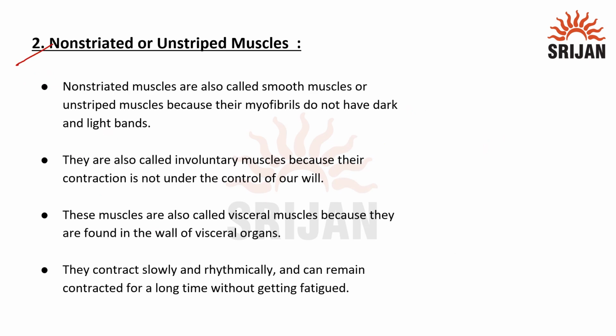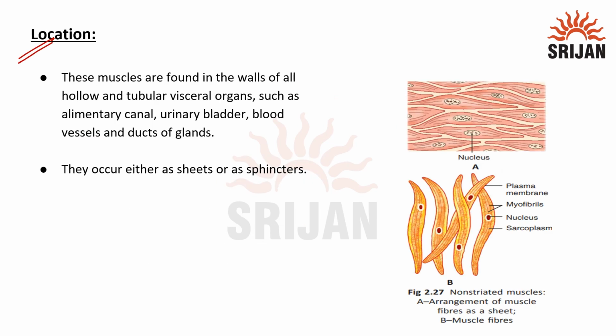Moving towards the next type of muscle that we have, which is called non-striated or unstriped muscle. They are also called smooth muscle because they do not have any striations or bandings. They are also known as involuntary muscle because they are not under the control of our will, and such muscle is found in our visceral organs, and hence they are also called visceral muscles. These contract slowly and rhythmically, and because of this motion they do not get fatigued for a long time.